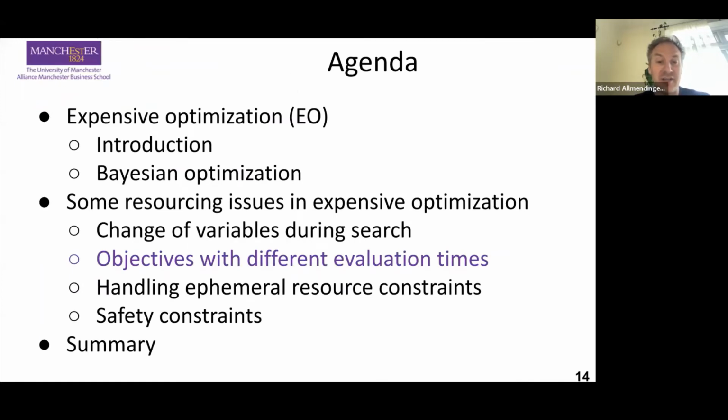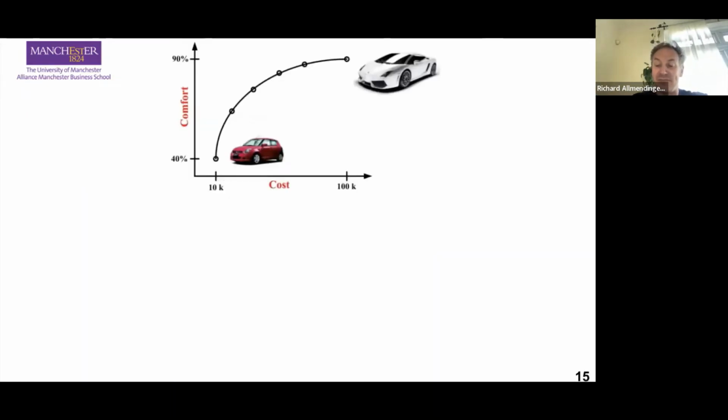Okay, another challenge. Now I'm moving on to a different challenge, which has nothing to do with the change of variables. So if you have any questions about the change of variables, maybe write them down so you can ask me later on. The objectives with different evaluation times. That's now a problem we faced in multi-objective optimization.